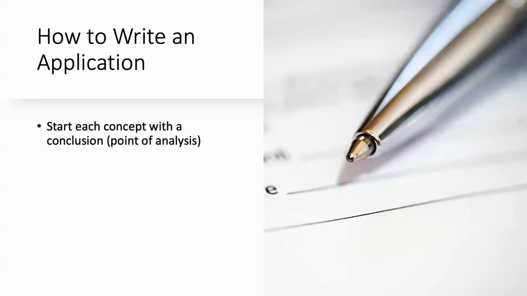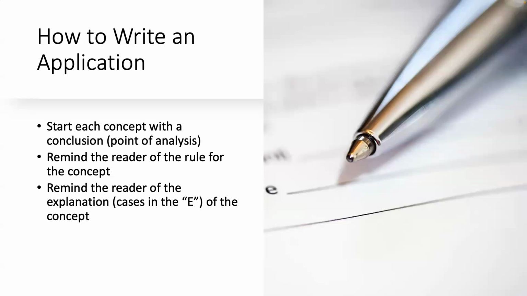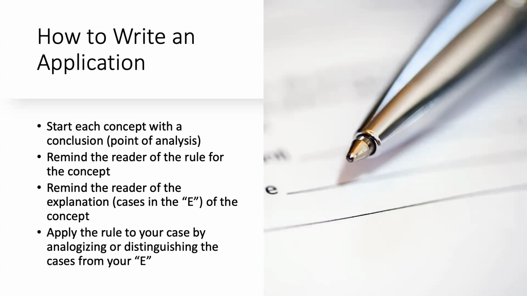So to write an application, you need to start with a point of analysis. I'll get to that in a minute. You need to remind the reader of the rule concept that you are writing about. You need to remind the reader of the explanation cases that were used to explain that rule concept. And you need to apply that concept to your case by analogizing or distinguishing the cases you used in your explanation.